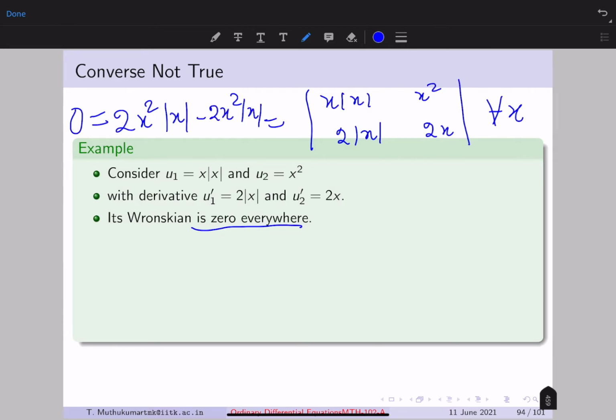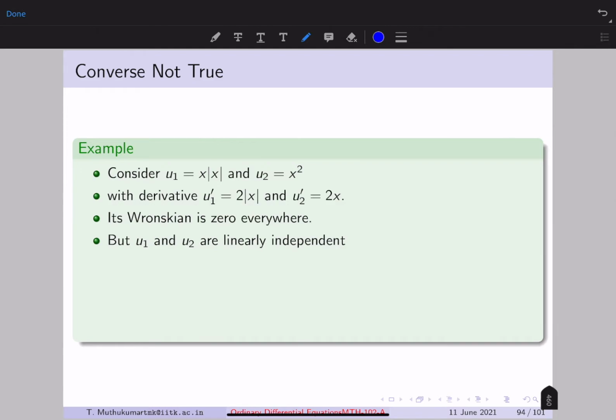Now this is an example. So this is a counter example for the previous theorem, I mean for the converse of the previous theorem. So what we now have to show is that u1 and u2 are actually linearly independent, right? But u1 and u2 are linearly independent. How do you verify this?